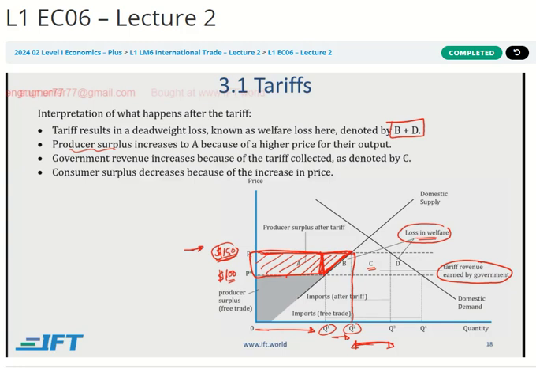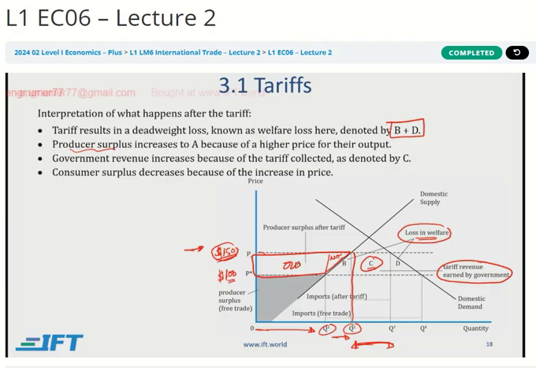So this is known as the producer surplus. This whole box is known as the producer surplus, of which this is the old suppliers and these are the new ones that have come in and are able to charge a higher price. The government tariff is denoted by C. We already discussed that. And the consumer surplus decreases.